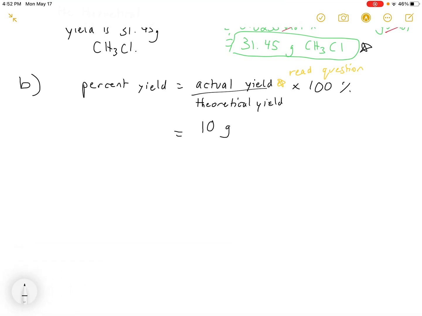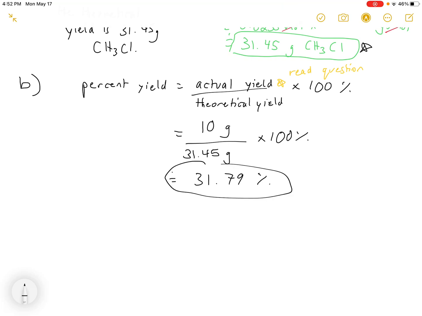So we know that 10 grams was the actual yield, but the theoretical yield, based on our stoichiometry calculations, was 31.45 grams, times 100% to get a percentage, which gives us an answer of around 31.79%. So the percent yield is close to 32%, and that's not very high, but there are a lot of chemical reactions with much lower percent yields that we rely on for lots of things in industry. So the way that we would just finish that up would be, therefore, the percent yield is 31.79%.